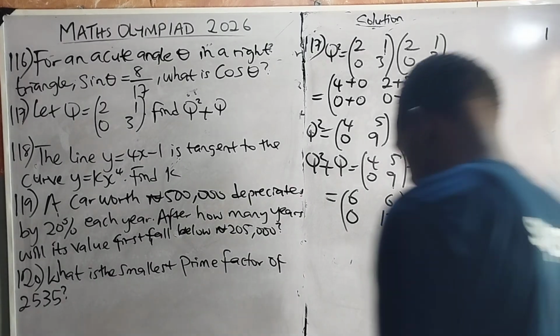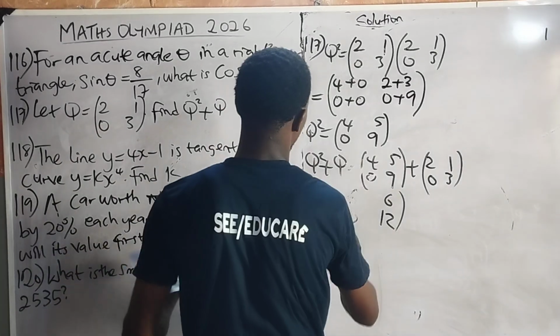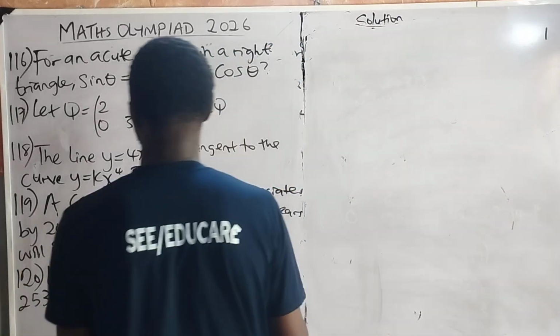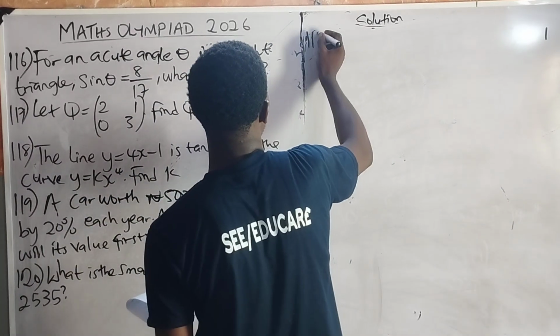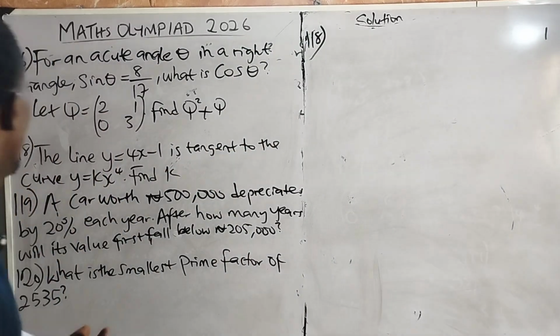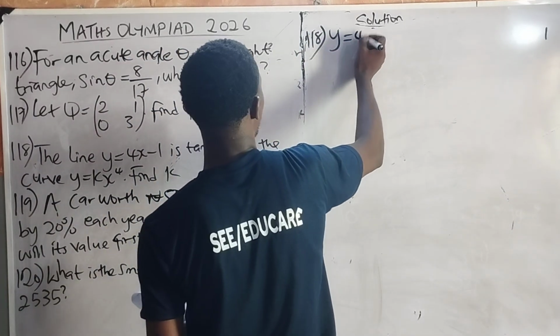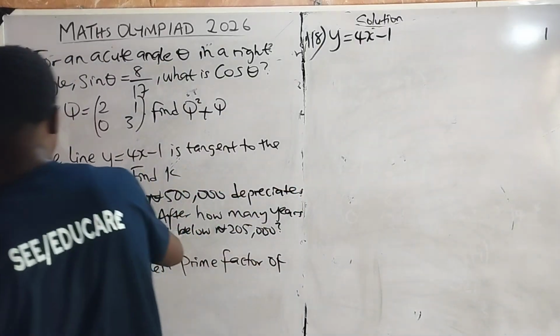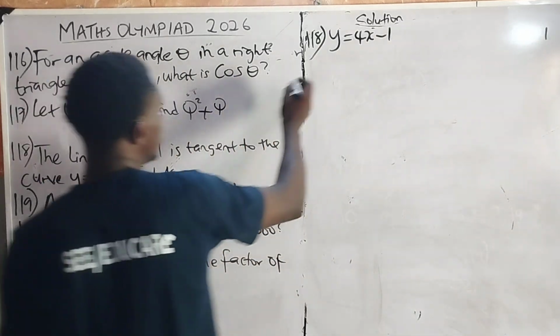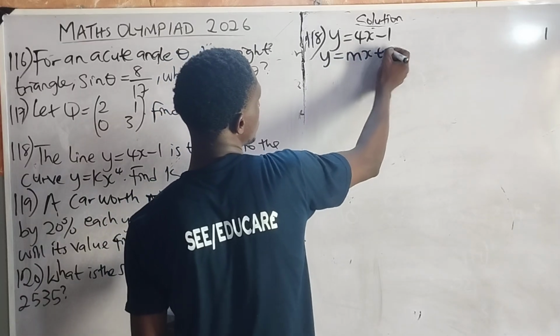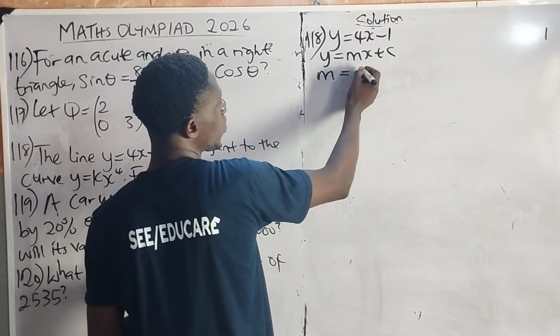So let's continue from here. We go to number 118. We have the line y is equal to 4x minus 1 is tangent to this curve. So let's say this is our line, and the equation of a straight line is y = mx plus c. So let's get our gradient first, which is equal to 4.